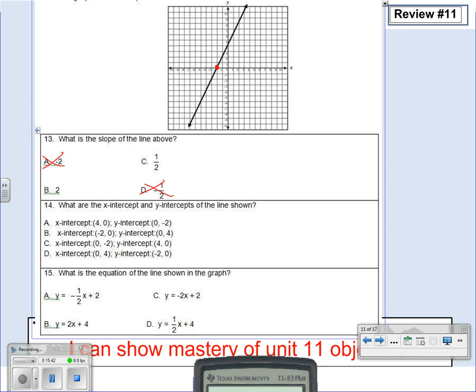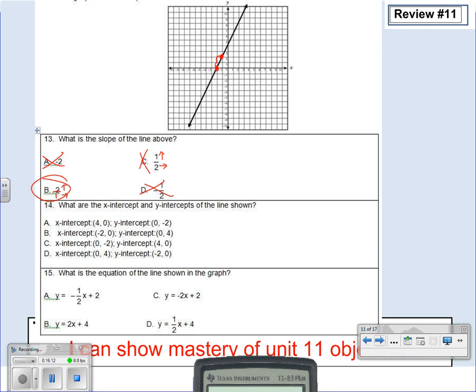Let's use the answers as given. C says I should go up 1 to the right 2 and I should be on the line. If I go up 1 and to the right 2, I am not on that line, so C doesn't work. B, if the slope is 2, that's like having 2 over 1, so that's up 2 to the right 1. Let's check. Starting at a point, going up 2 to the right 1, and sure enough, it is on the line. B is our correct answer.